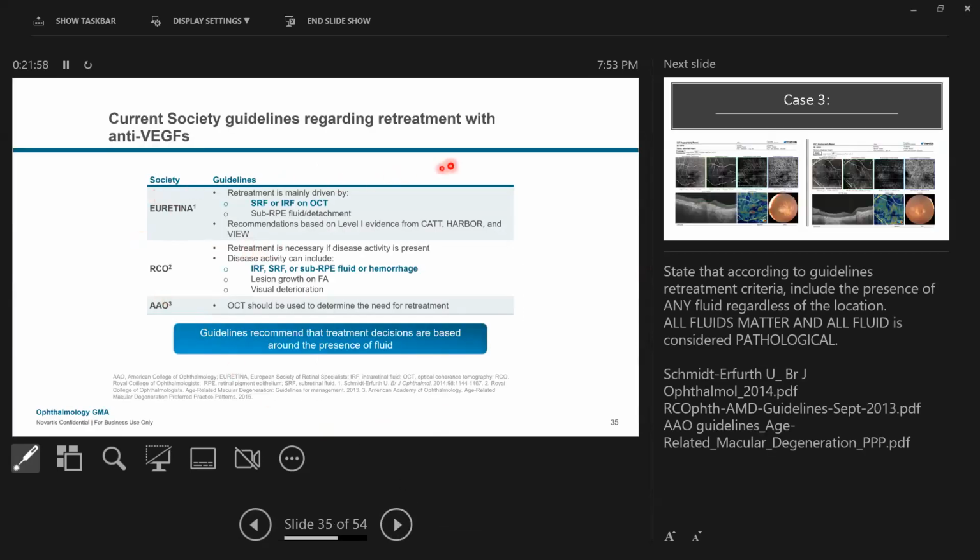Okay, so this is just guidelines for treatment. This is the EURETINA guideline, the Royal College of Ophthalmologists, and the American Academy of Ophthalmology, and you can see in all the guidelines, there is an OCT. So the OCT is a very important tool when you treat the patient with wet AMD. Otherwise, you will not be able to monitor the patient and to predict the prognosis after the treatment.